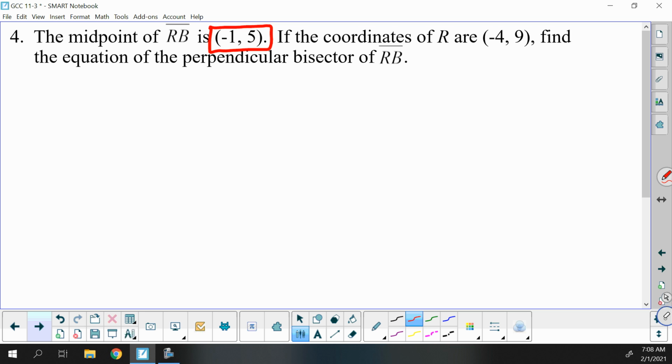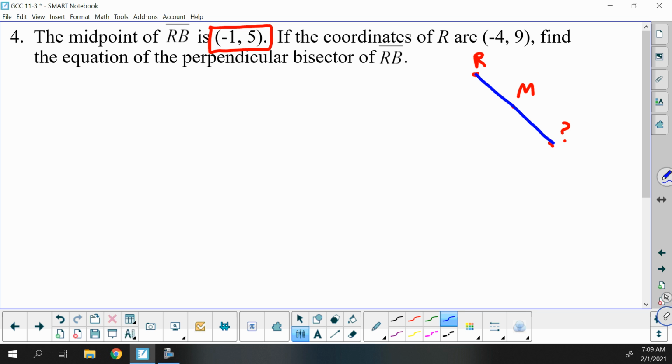So let's just kind of draw a little visual here. So here's point R. Here is our midpoint. So that means our other point is right here. Well, the other thing we need to find the equation of the perpendicular bisector is the perpendicular slope. Well, notice our slope between our endpoints is the same as the slope from R to the midpoint.